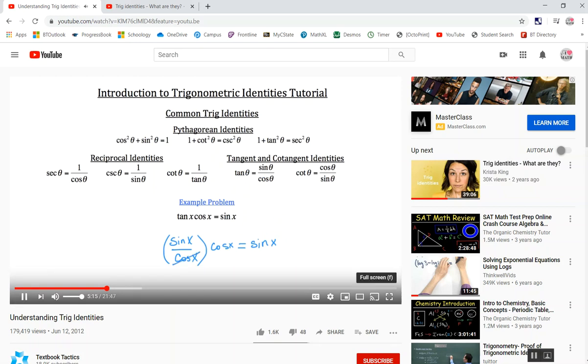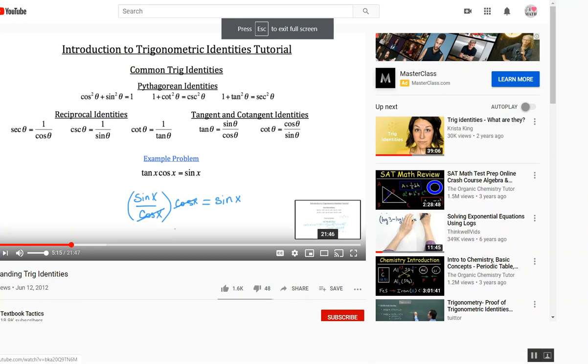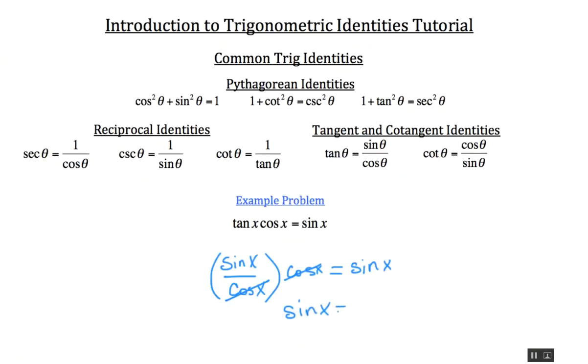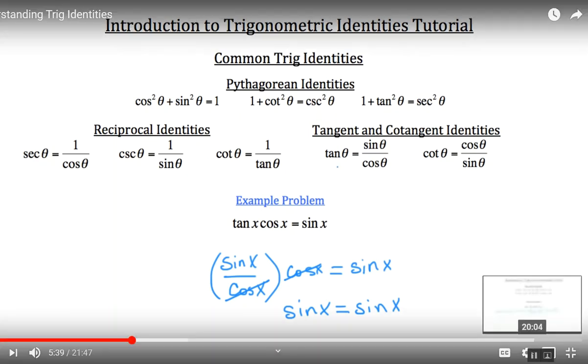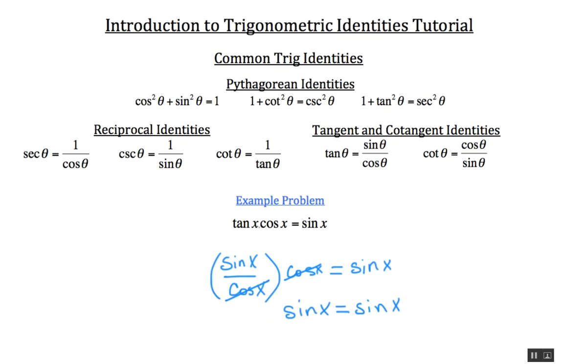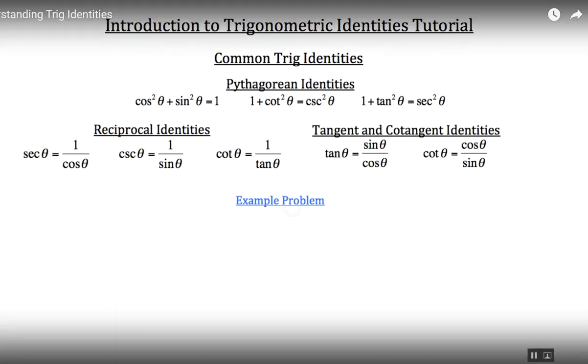So what you'll notice is that the cosine of x is going to cross cancel here. And what you'll have remaining on the left-hand side is the sine of x. And the sine of x does equal itself. So the sine of x is equal to the sine of x. So in math, this kind of problem here with the equal sign is typically referred to as verifying an identity. So in this case, we verified this identity. The tangent identity in this case, that tangent of theta, or tangent of x, is equal to the sine of theta over the cosine of theta. Let's go ahead and take a look at another problem.